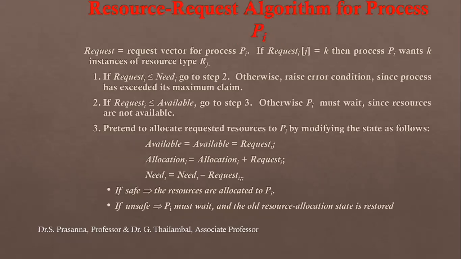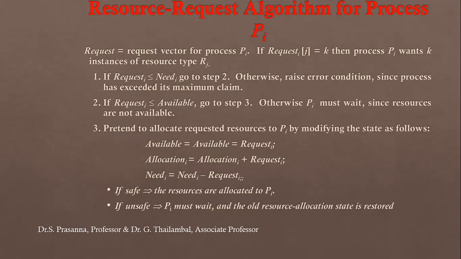Resource request algorithm for process Pi. Request equals the request vector for process Pi. If request of j equals k, then process Pi wants k instances of resource type Rj. If request is less than or equal to need, go to step 2. Otherwise, raise an error condition since the process has exceeded its maximum claim. The request by the process is 100, but it definitely needs only 50. That means it's an error, since the process is claiming more resources than allowed.